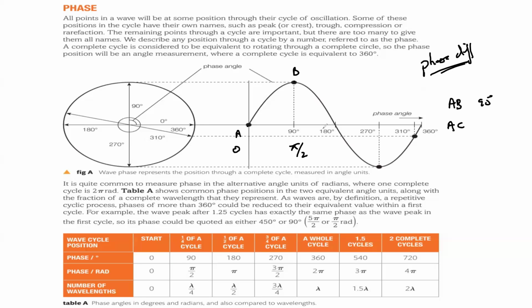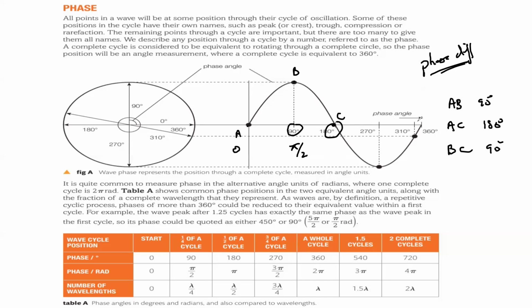What is the phase difference between A and C? Point A and point C. So A is at 0 and C is at 180. So what is the phase difference? It will be 180 or pi. What is the phase difference between B and C? Because B is at 90 and C is at 180, the phase difference between them is 90, which is also equal to pi by 2. We just take a difference of the angle.